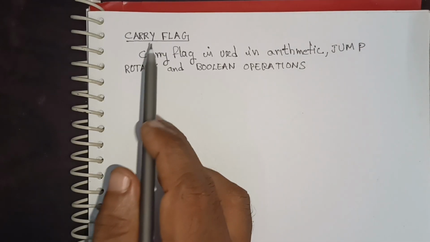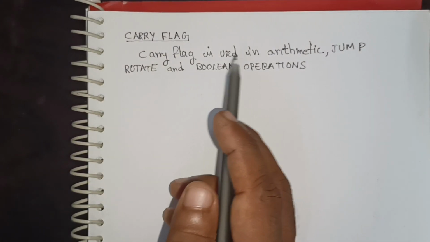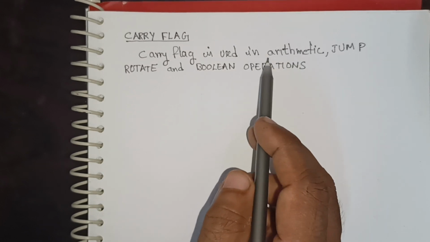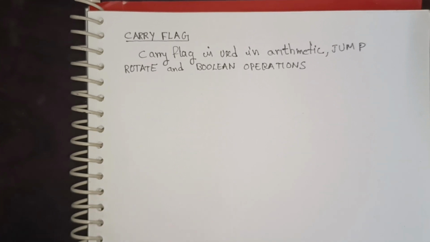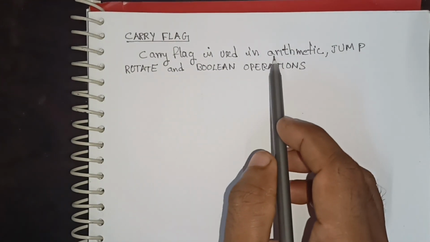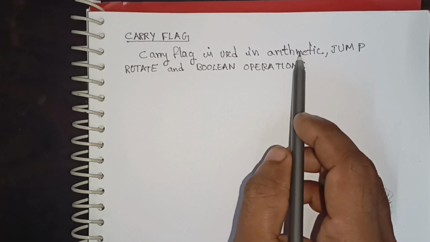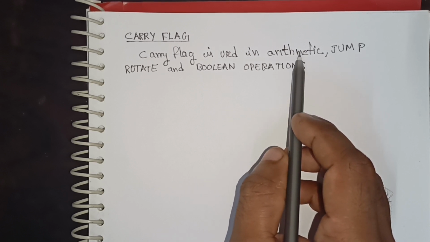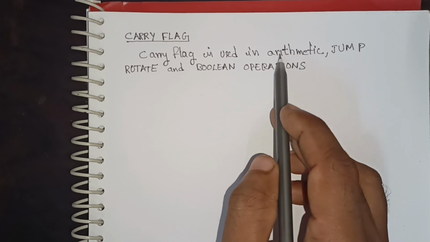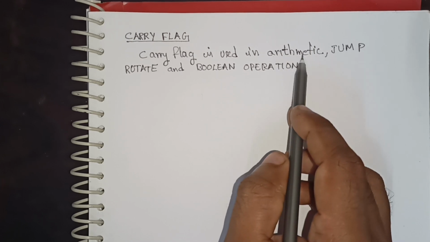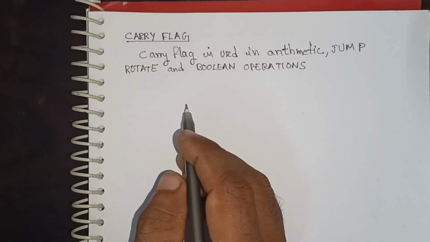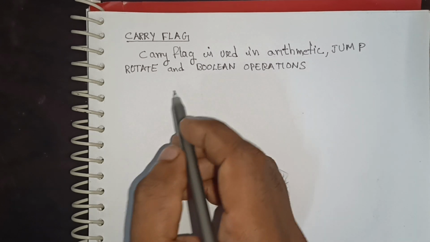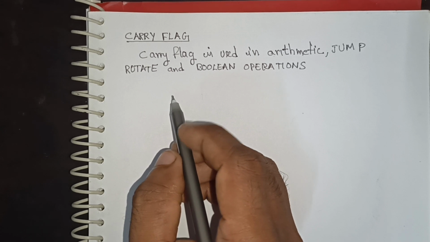Now we will explain what the carry flag is and when the carry flag is set. The carry flag is used in arithmetic, jump, rotate, and Boolean operations. Here you should understand when the carry flag is set and why it is used. Through a small example, I will explain that point. As you all know, 8051 is an 8-bit processor or 8-bit system. 8-bit means all registers are 8-bit.